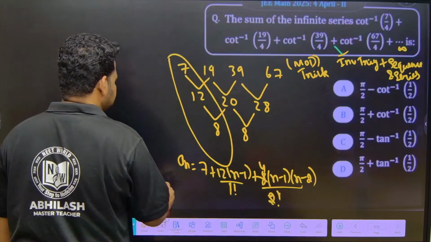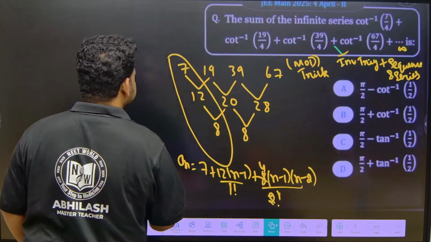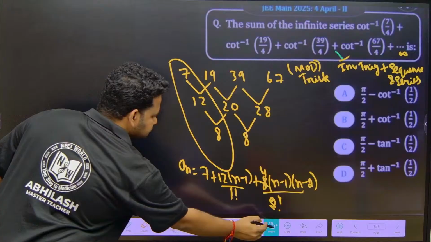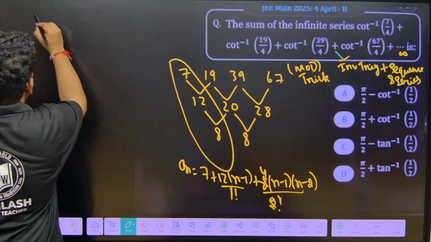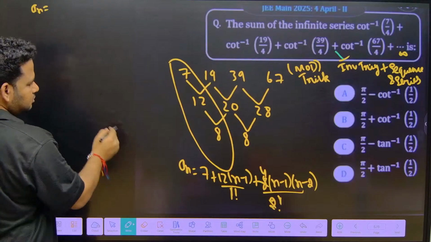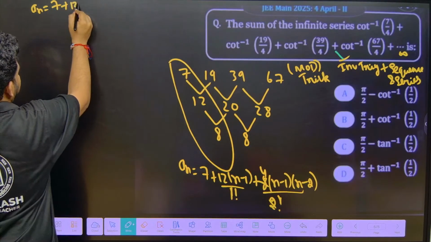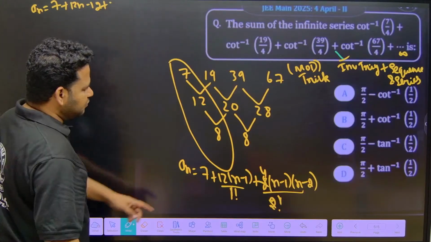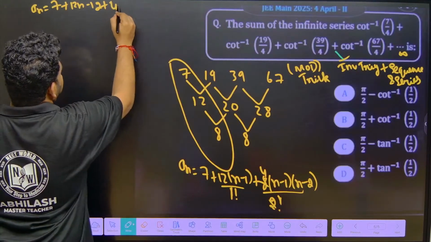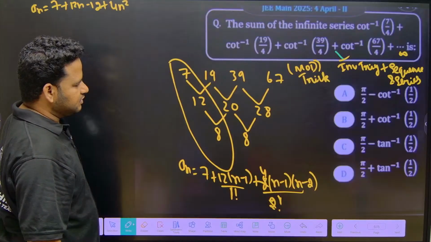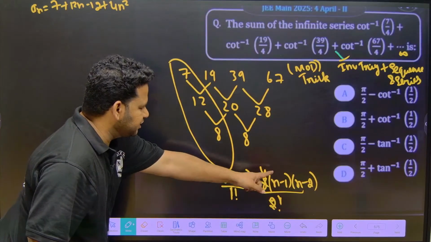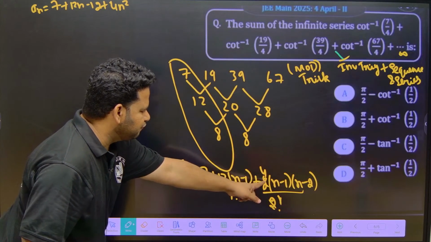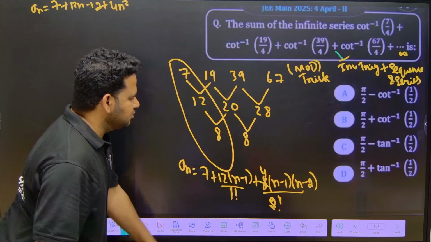So this gives me an is equal to 7 plus 12n minus 12, plus 4 times, this is what? 4n into n is n square, minus 4n into 1, this is 4n minus 4, 4n into n is n square. Next, what do we have?